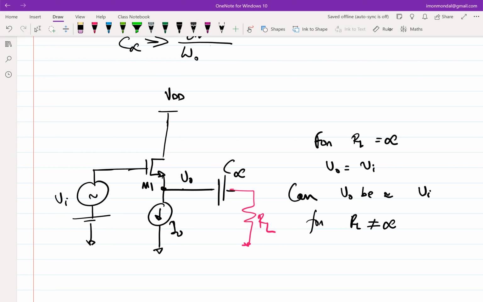Is the question clear? What is the question? Is it possible to get V0 equal to Vi for some range of RL? I heard somebody say yes. I'll come back to yes, but let me ask whoever is saying no. How many of you are saying no? Why no?